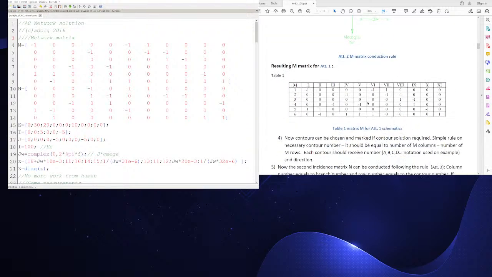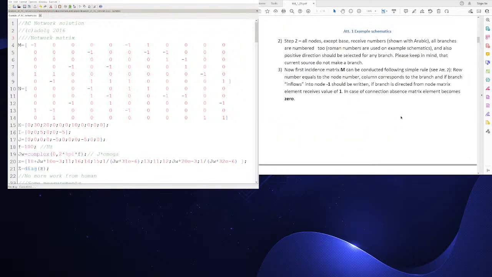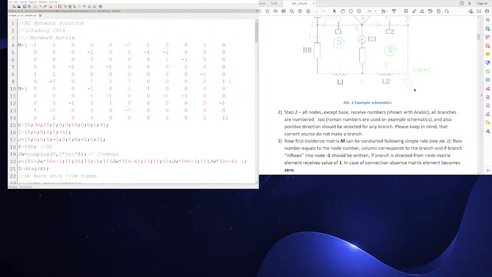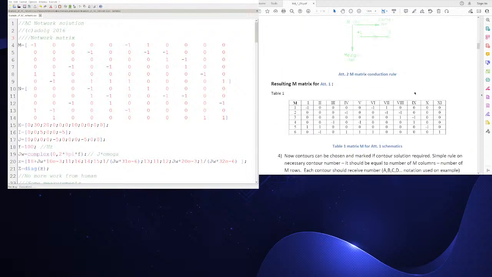The resulting matrix for my network is here. It's the first incidence matrix, and it describes the connection between nodes and branches. Please take note: one node is not numbered. It's the base or reference node. You don't see a green triangle here because for the base node we don't need to write a row in the M matrix. It is not numbered, it's excluded.